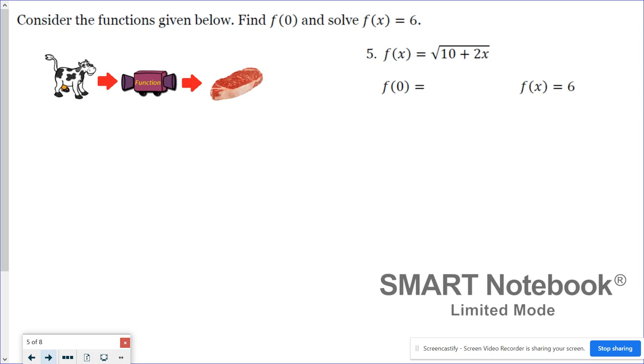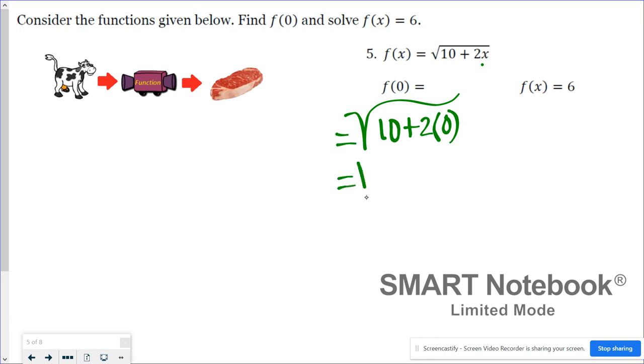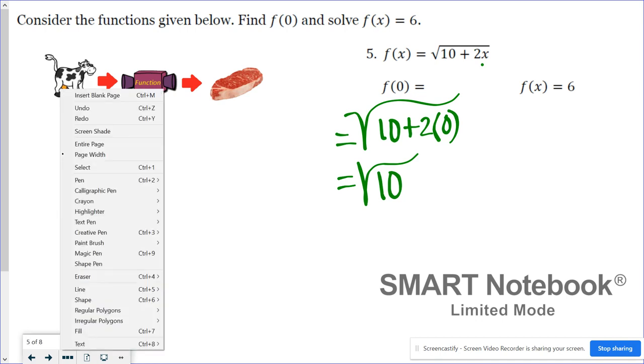We have the function f of x is equal to the square root of 10 plus 2x. We want to evaluate at f of 0 and solve f of x equals 6. So evaluate, that's easy. Simply plug in 0 for x. So I would get the square root of 10 plus 2 times 0, and that is simply going to be equal to the square root of 10. And that's just a decimal, so I'm going to leave it like that. I feel it's perfectly fine just like that.